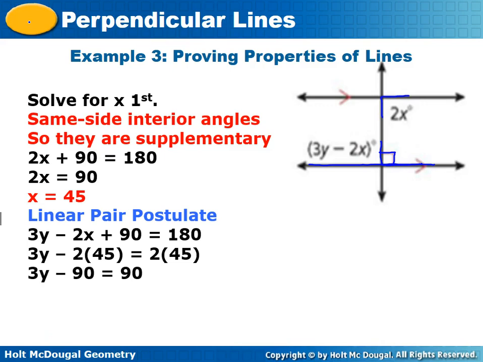Sorry, I don't know what this came from, but this should have been 180 right here. And then we're going to add 90 to the other side. That gives us 180. 3y is equal to 180. 3 goes into 180 60 times.